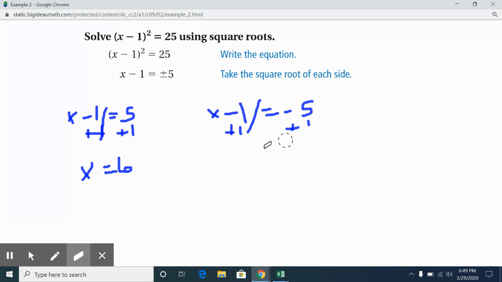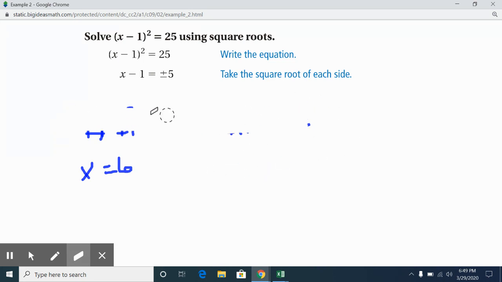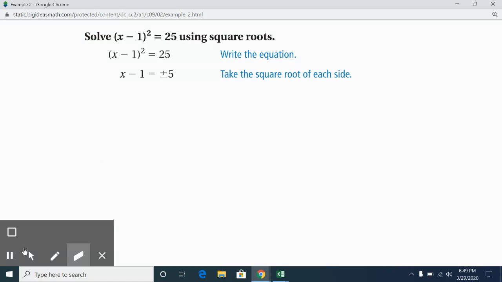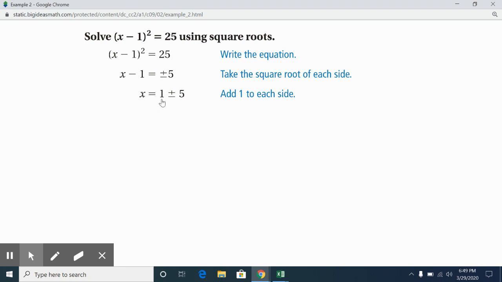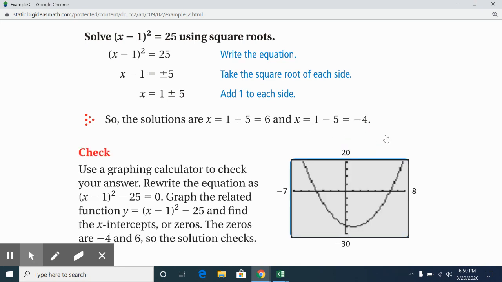Now again, I'm going to erase this. The book just takes the square roots and writes it as plus and minus. So again, they add 1 to both sides. It's kind of confusing even to me how they look at this, but they add 1 to both sides, and then it's basically 1 plus 5 and 1 minus 5 to get our answers, which are 6 and negative 4, which is what I essentially just showed you. But again, remember, another way to do this is to write 2 equations out.